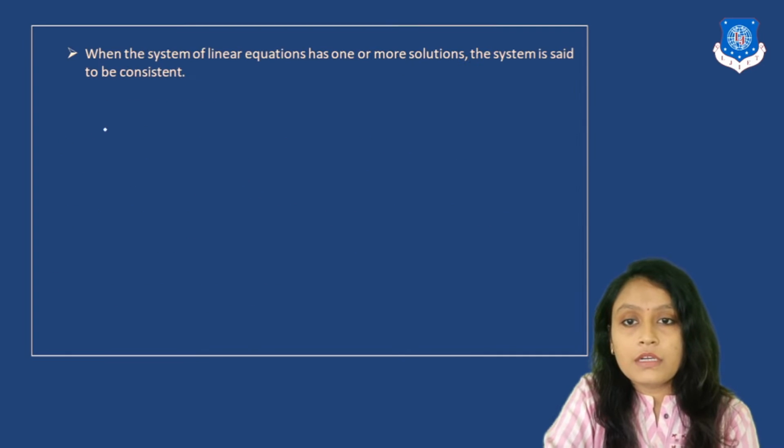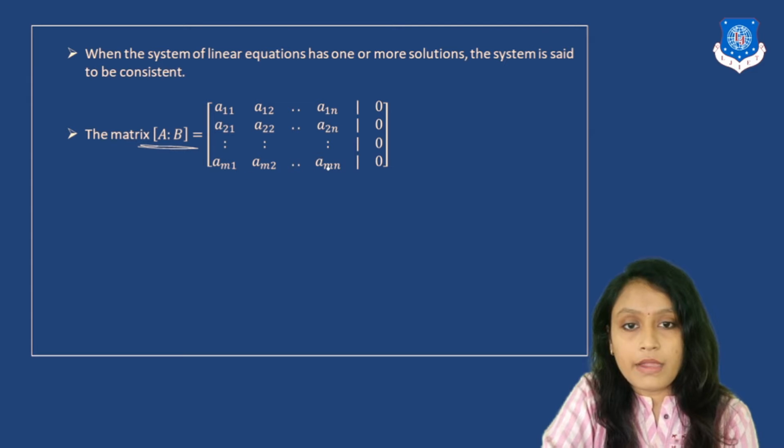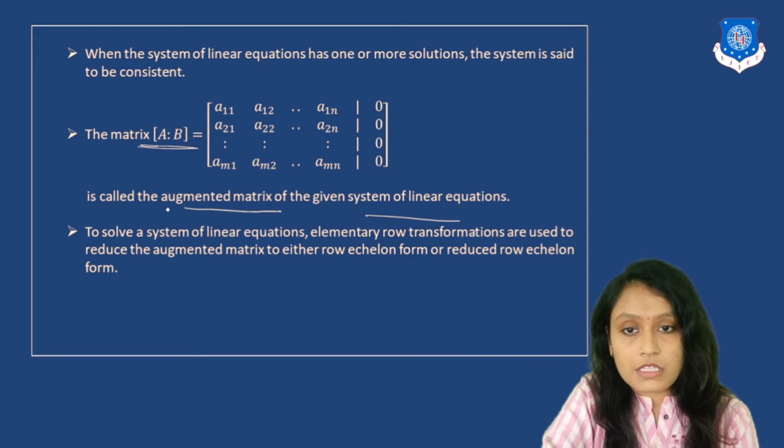Now when the system of linear equations has one or more solutions, that is unique or infinite solutions, then the system is said to be consistent. Now we will write this matrix A augmented with B, and here B is the zero vector. This is called the augmented matrix of the given system of linear equations.